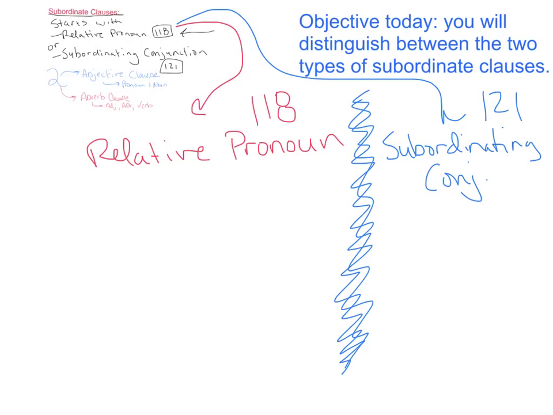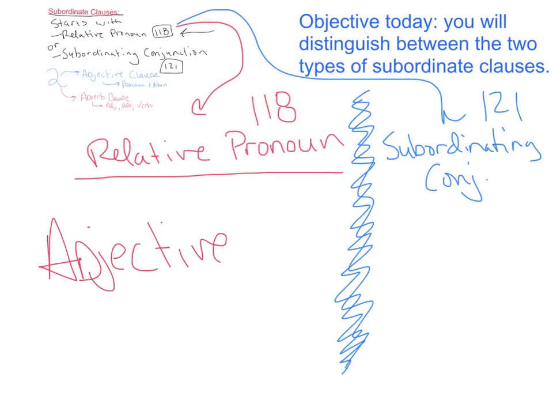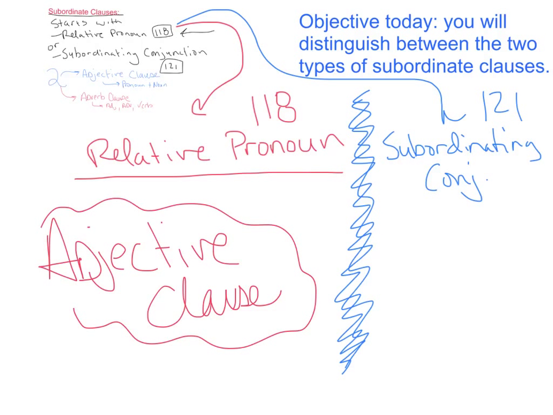Let me give you a big hint. If it starts with a relative pronoun, that makes it so easy, because that means it is an adjective clause. If you see a relative pronoun that starts that clause, you know you have an adjective clause. I could come back and try to figure out which word it's modifying, but I know it's an adjective clause. Which means that if a subordinating conjunction starts your clause, it can only be the other one, an adverb clause.